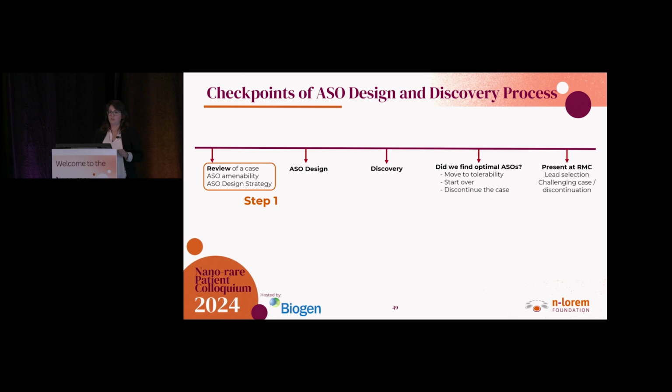After discovery finishes, we ask ourselves the most important question of all. Did we find optimal ASOs? If the answer is yes, then we move to rodent tolerability studies, in vivo studies. If the answer is no, then we think of 2 things. Did we do every single thing that we could to identify the ASO? Can we redesign? Can we start over? If the answer is yes, we go ahead and do that. If the answer is no, then we would need to discontinue the case because we did everything that we could.